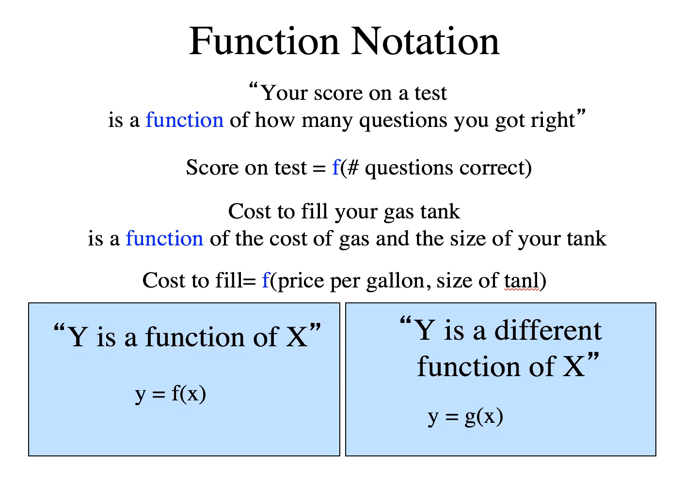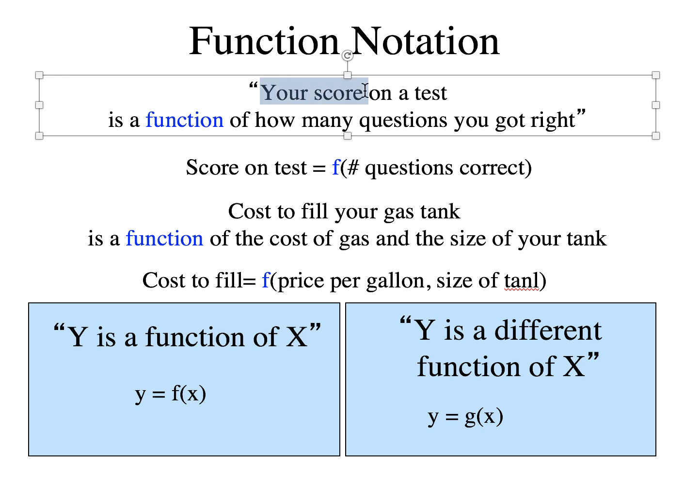Another way we can track what we put in and get out of functions is through something called function notation. So let's translate from some words into some function notations. First, we would say that your score on a test is a function of how many questions you got right. If I tell you how many questions you got right, you can calculate the score. So your score on a test depends on how many questions you got right.